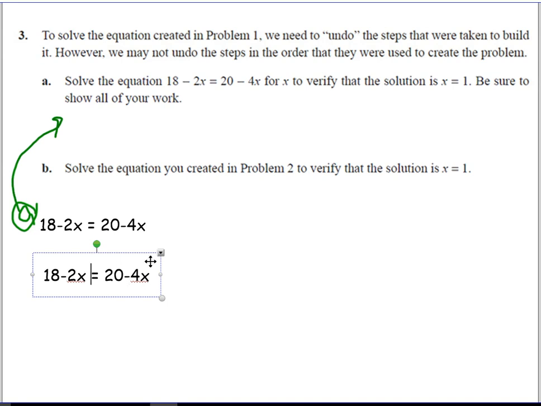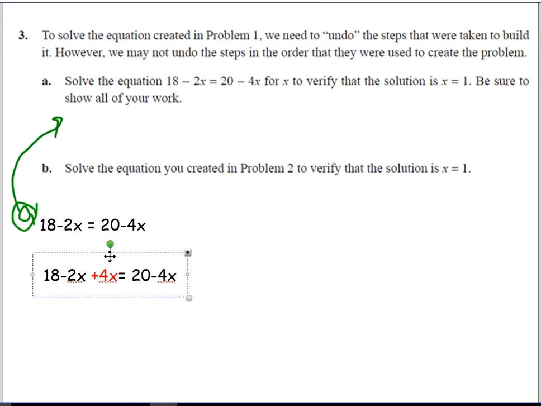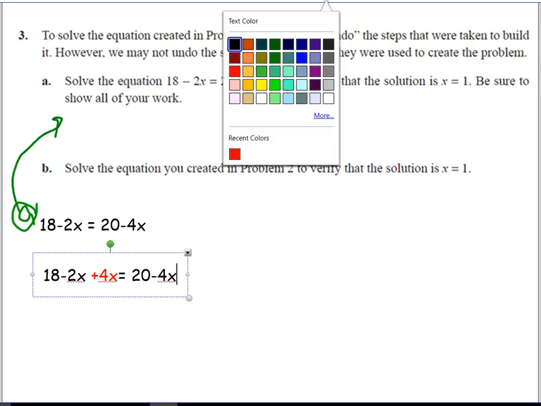So negative 4 is actually going to be the smaller amount. But when we do the opposite, we're going to be adding 4. And so we can put plus 4x here to undo the minus 4x, which would be here, adding 4x to it as well.